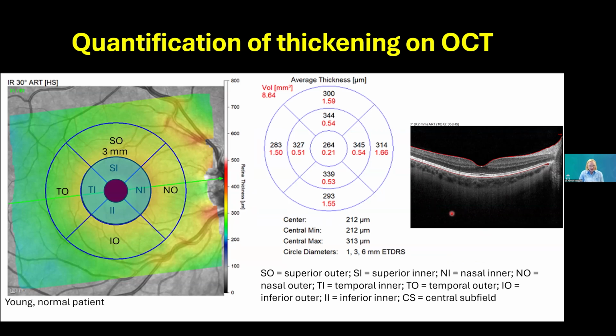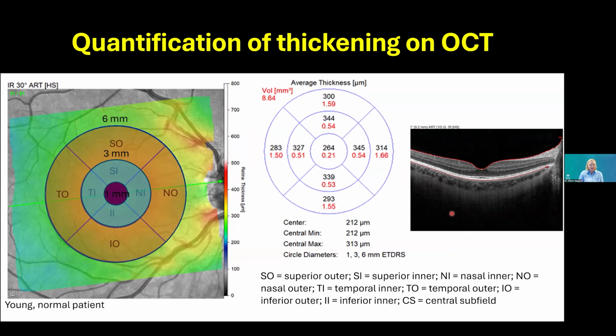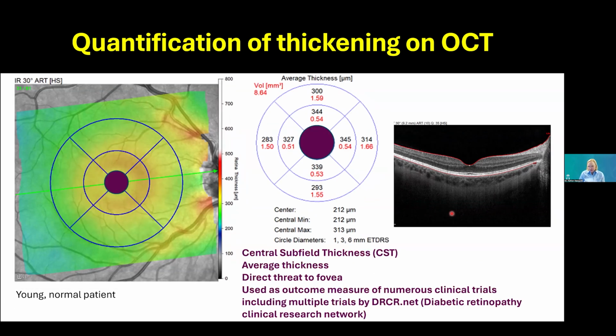And of course, what we really care about most is this central subfield thickness, or the center 1 millimeter subfield, because that encompasses the fovea and the perifovea. And so this area, if we have any abnormalities, in the case of our diabetic patients, edema, if the vision isn't already affected, the vision is certainly threatened if we have edema in this location.